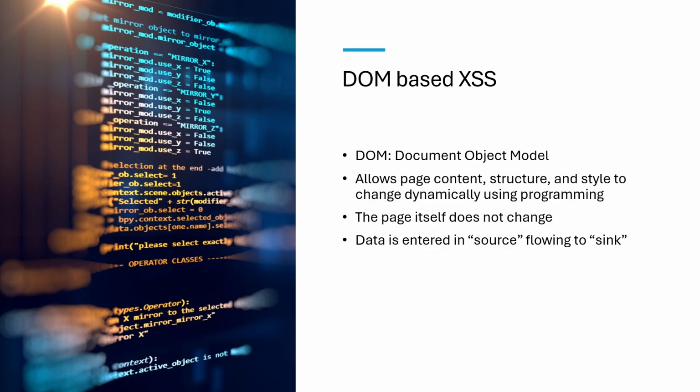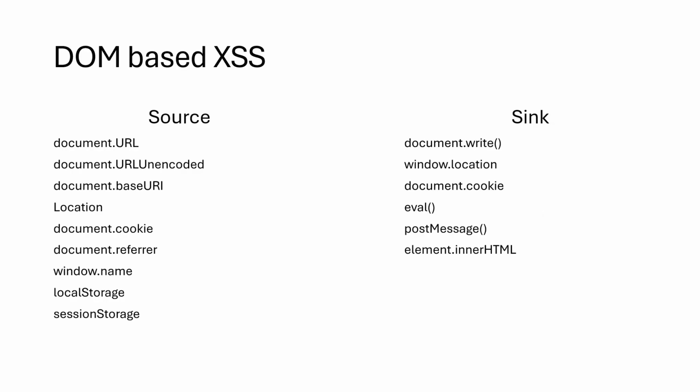When it comes to DOM-based XSS, there are two important concepts to understand: source and sink. A source is where user input enters the application, for example, through the URL or a form field. A sink is where that data is used or rendered in the page, such as inserting text into the DOM or using innerHTML. Basically, the data flows from the source to the sink, and if it's not handled securely, it can lead to DOM-based cross-site scripting.